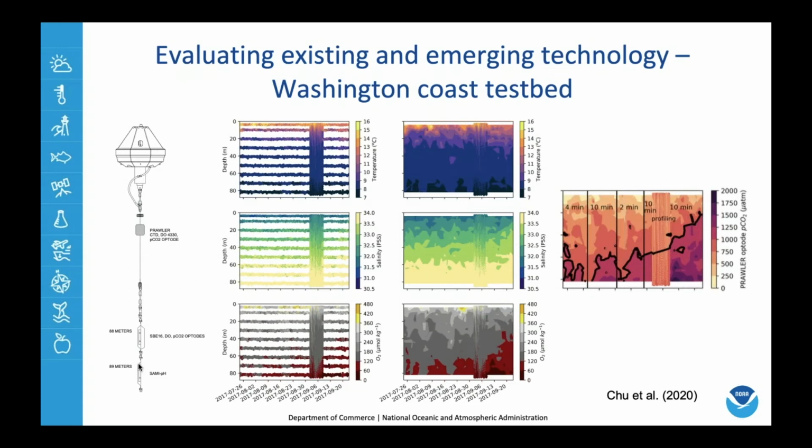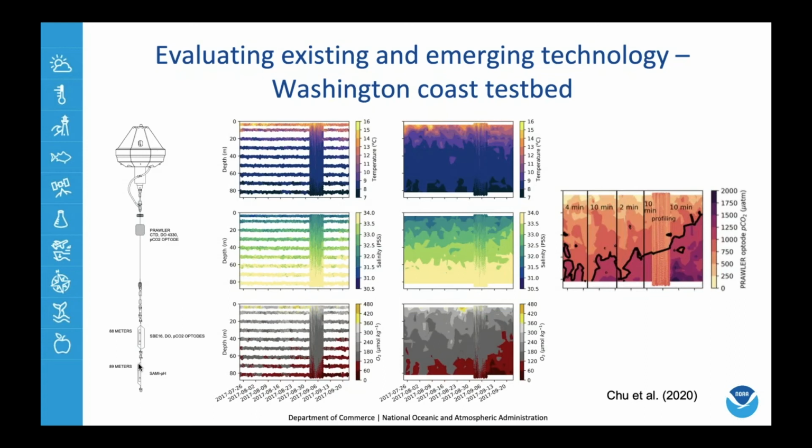PMEL engineers developed a mode to enable parking the Prawler at specific depths to allow for optode equilibration. We tested this compared to the free-falling mode used at the beginning of September. Raw measurements of temperature, salinity, and oxygen are shown in the horizontal lines at depths spaced approximately 10 meters apart, and to its right are the contoured data. On the far right is the contoured pCO2 data from the optode with the different equilibration times that we used.